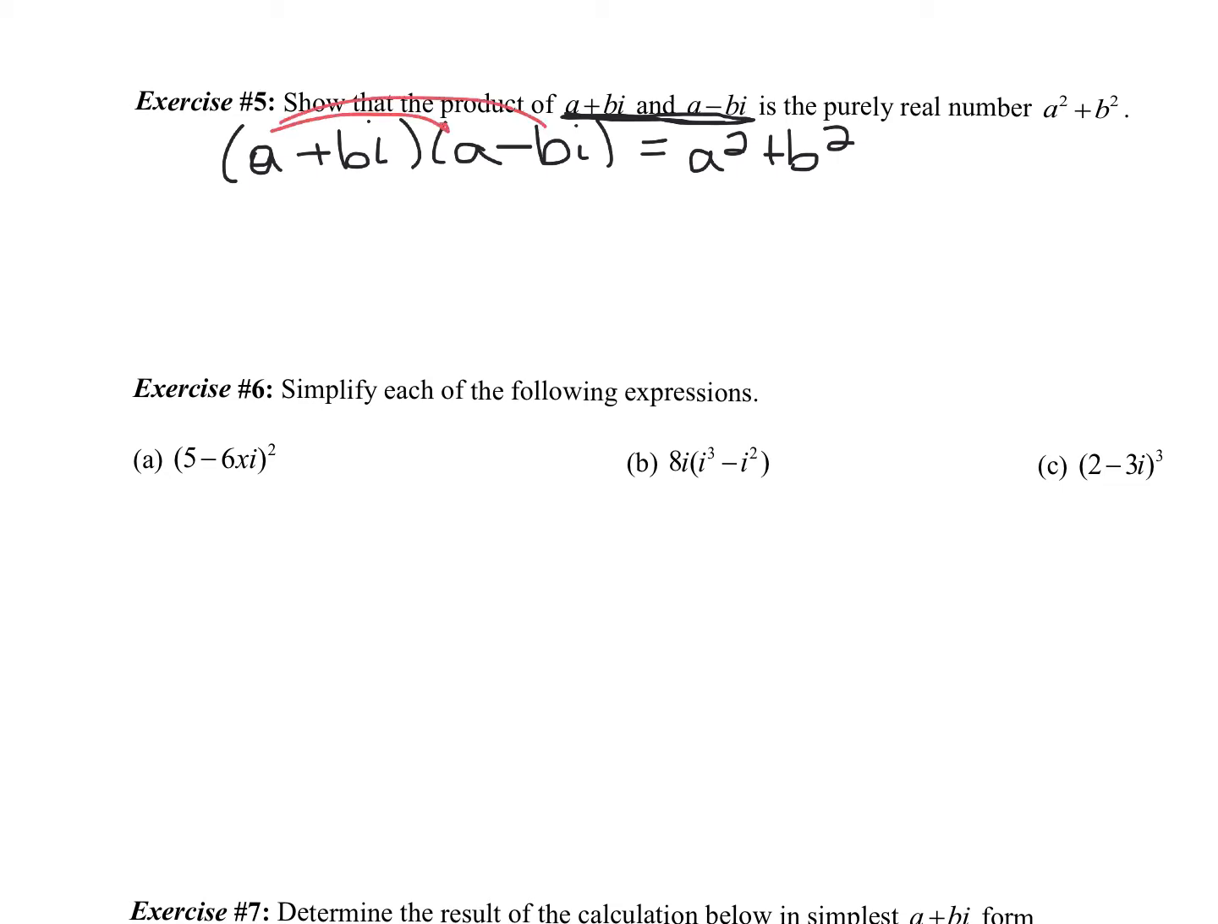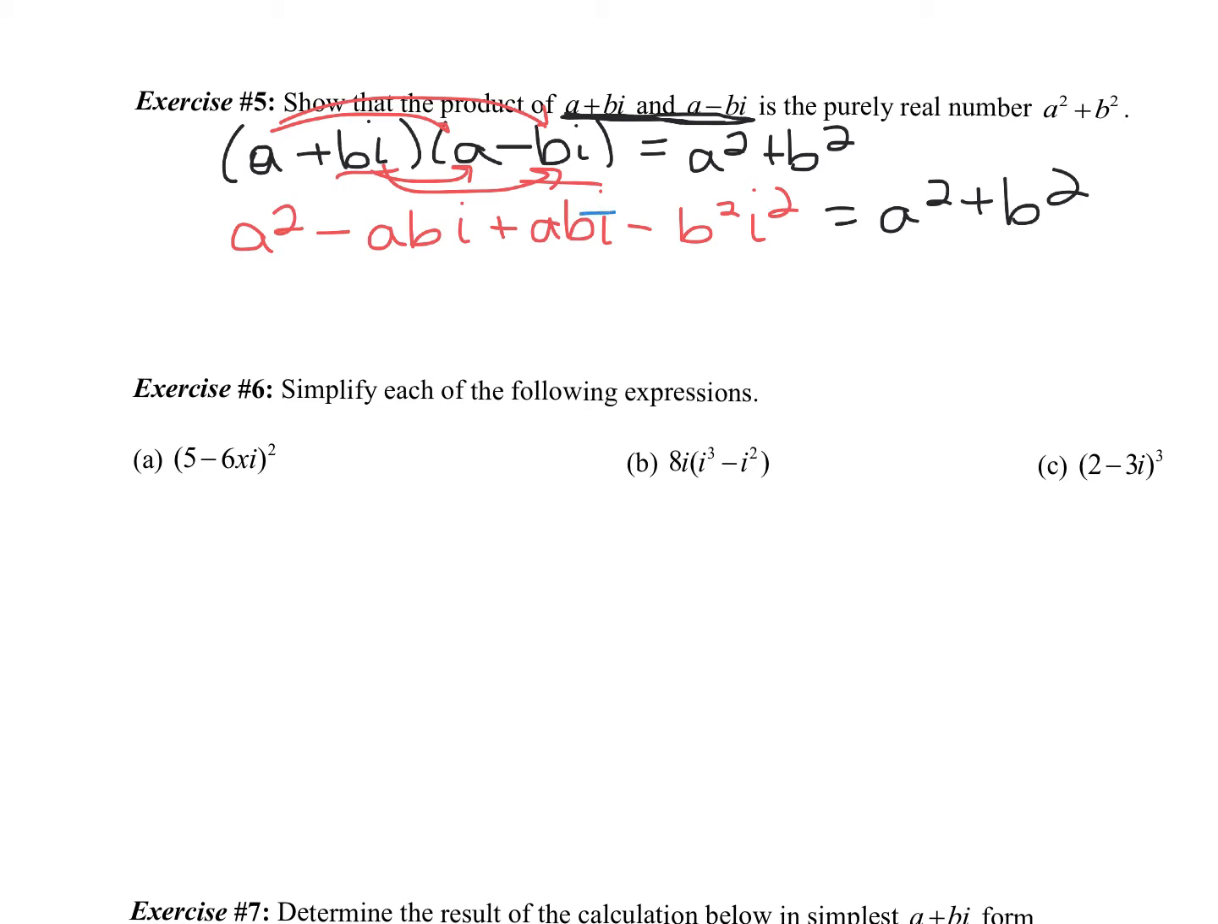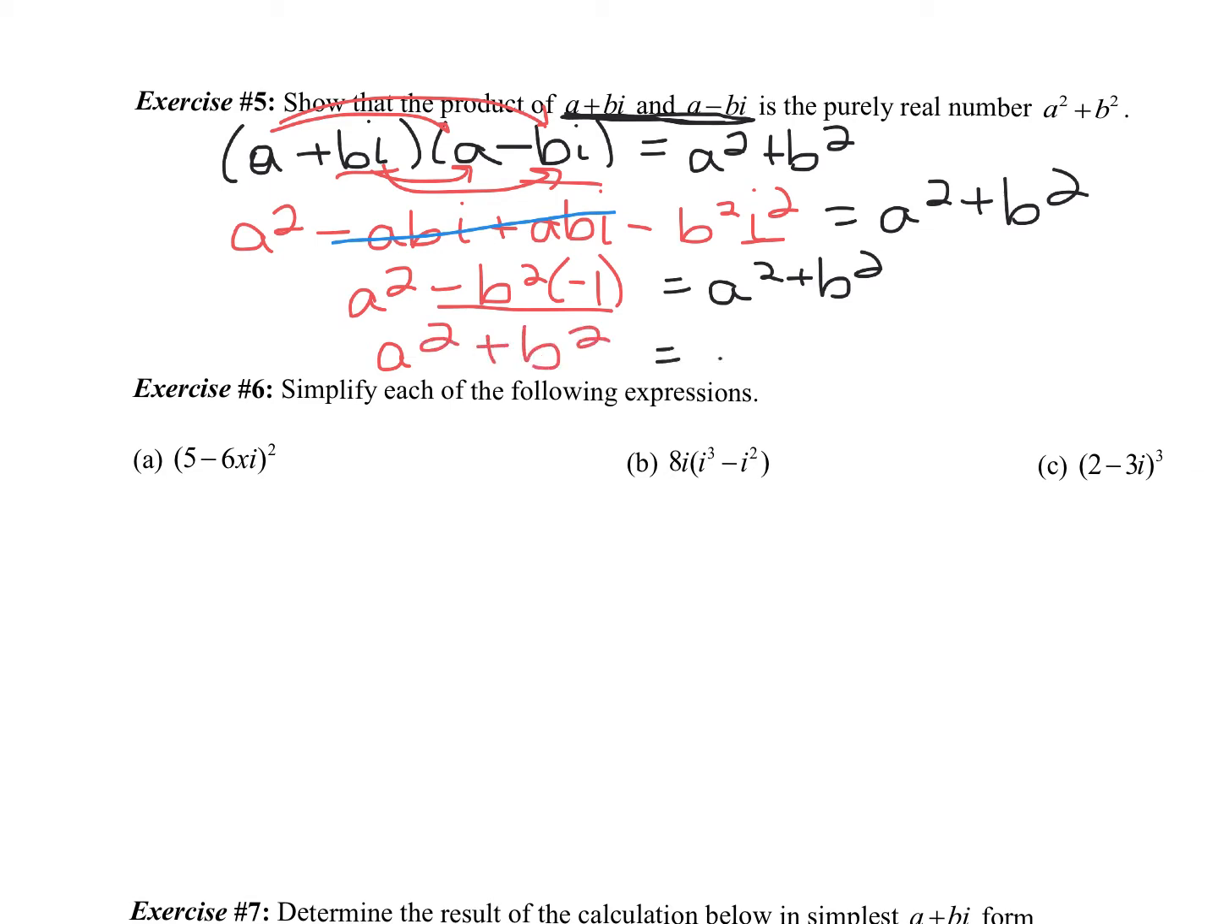So we distribute, and we have a squared minus abi, and then plus abi. And here's that kicker that we got to remember: bi times bi is b squared i squared. And since it's short, I'm just going to copy down the other side. So when I look at this, these cancel. I have a squared. I'm going to actually write out one more step. Minus b squared times -1 for the i squared. And so if I multiply this out, I get a squared plus b squared, and that does equal a squared plus b squared.